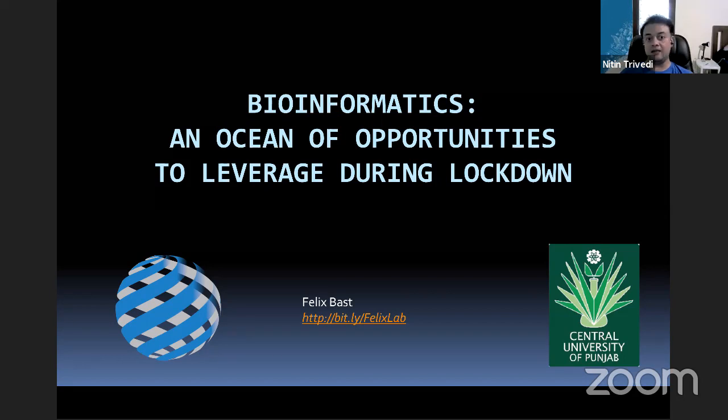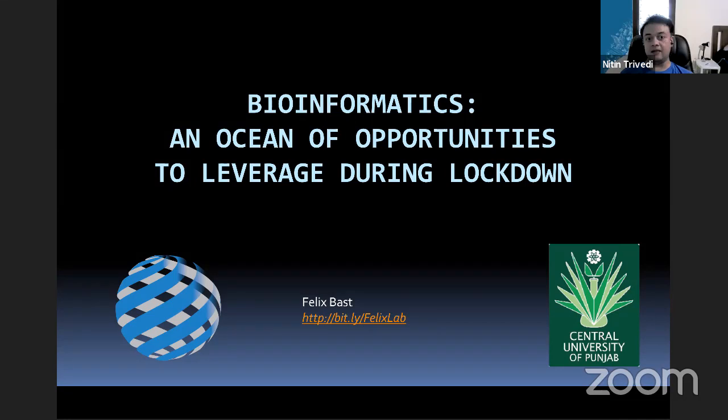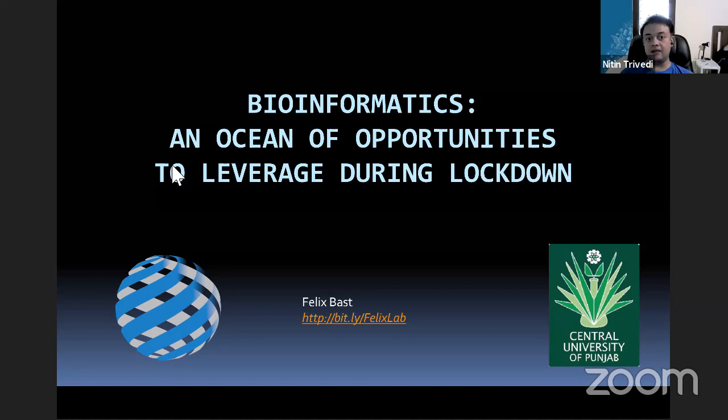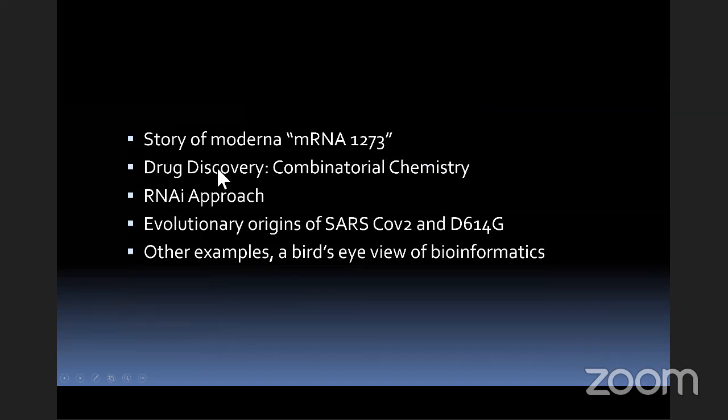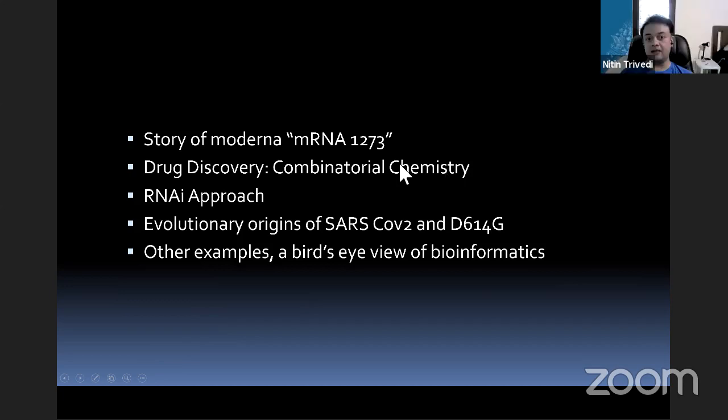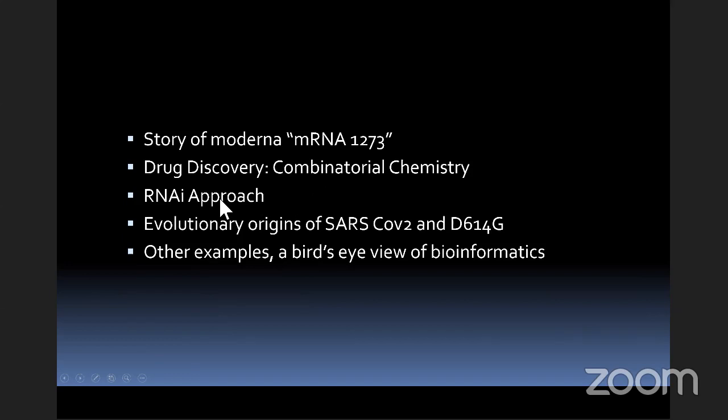So the focal point of today's talk. The TOC of the talk is the story of Moderna mRNA 1273. What is that story? I'm going to tell you about. And the drug discovery, second approach is combinatorial chemistry. I'm going to introduce what this combinatorial chemistry is all about. RNAi approach for mRNA, RNAi approach for COVID-19.